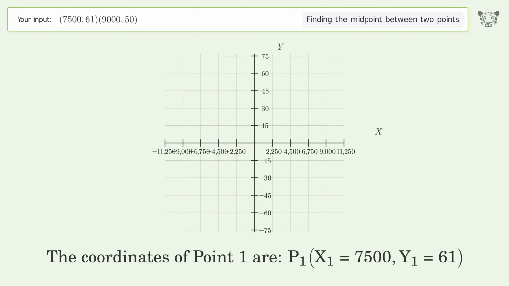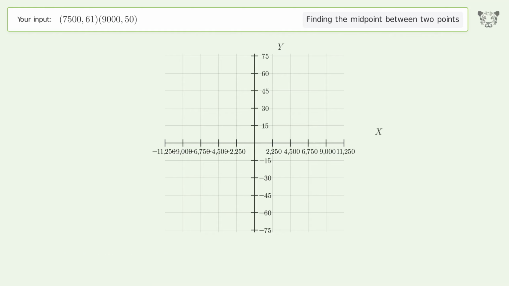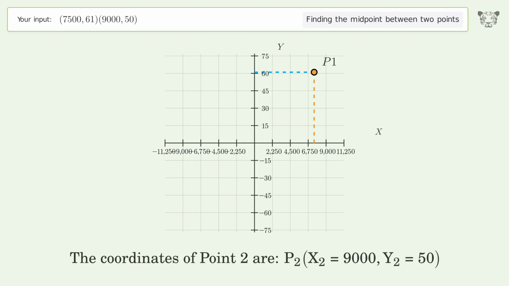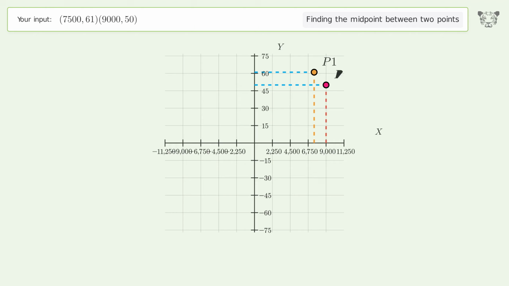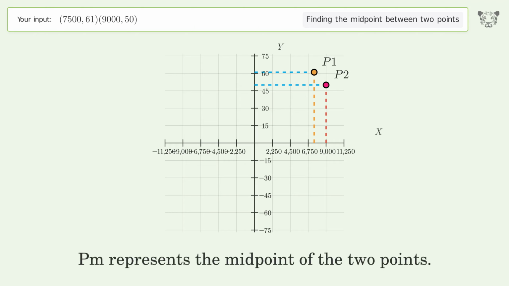The coordinates of point 1 are x1 equals 7,500, y1 equals 61. The coordinates of point 2 are x2 equals 9,000, y2 equals 50. PM represents the midpoint of the 2 points.